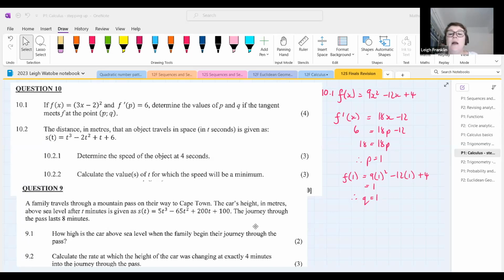Okay, so Tsechofatso, if you have a look, the solution for 10.1 is there on the board in the pink. So you have squared your binomial and you've got f of x. Then they've told you that the derivative, when point P is subbed in, is 6. So we've taken our first derivative, we've subbed in our 6 for our gradient, and we've subbed in our P because that is the x coordinate at that point, and then we've solved for P.